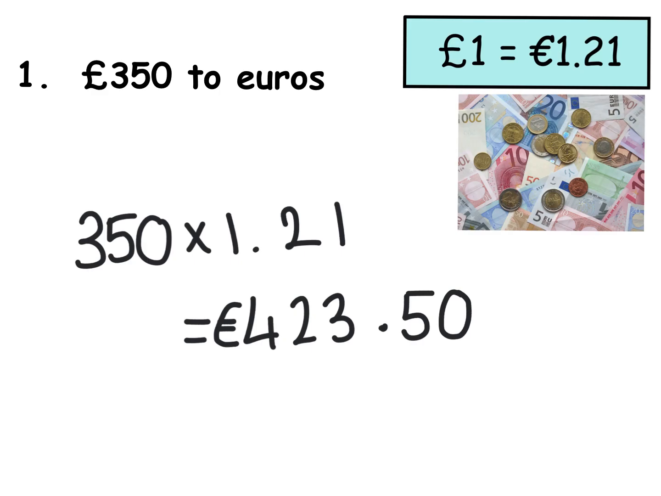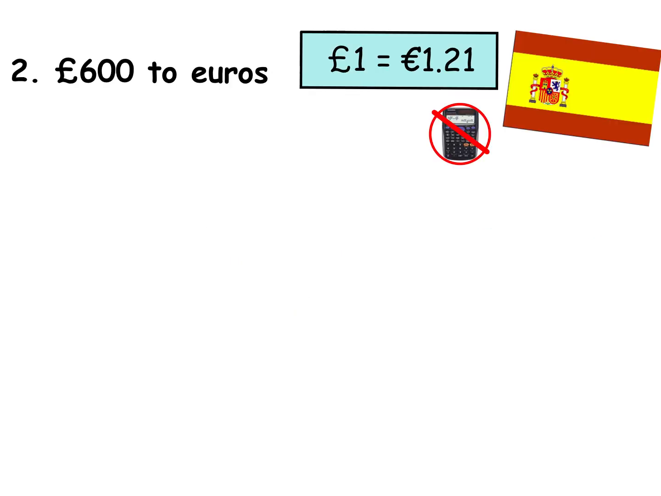So £350 is worth 423.5 euros. Okay, so slightly more than you were getting. Let's have a look at example 2. So example 2 is without a calculator. This time we've got £600 to euros.